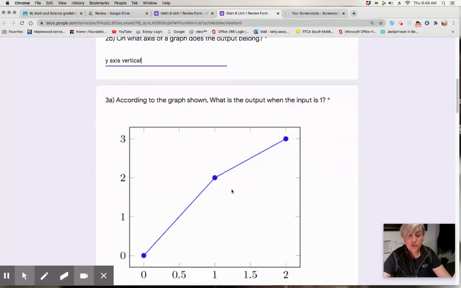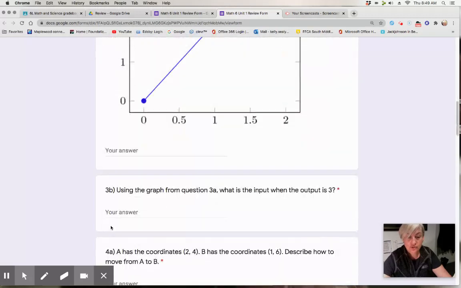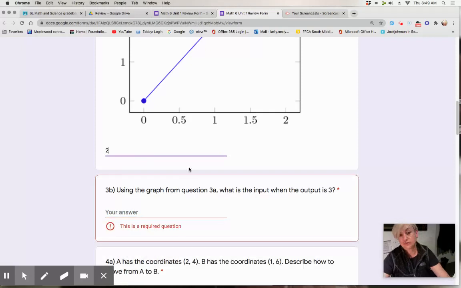Okay, question 3a. What is the output when the input is 1? So you need to know that the numbers along the bottom are the inputs. So when the input is 1, you follow it up to this point, you go across and find that the output is 2. So 3a is the answer 2.